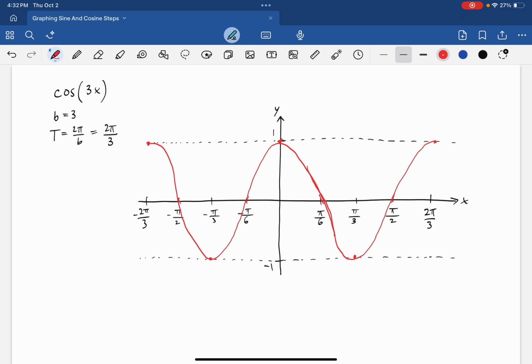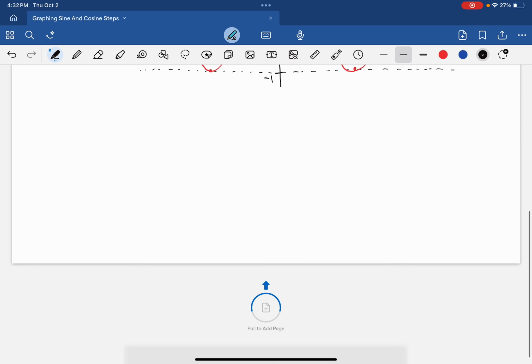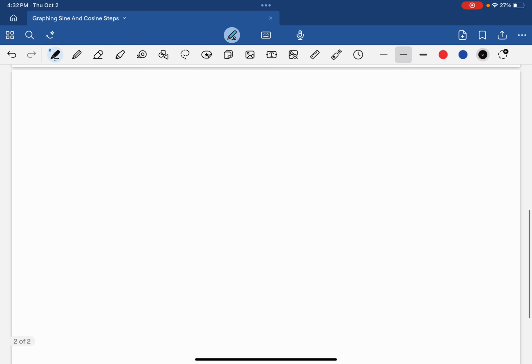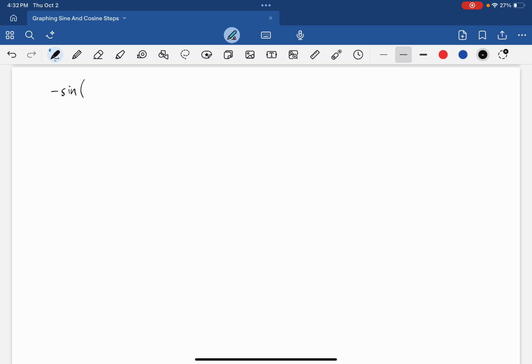Okay, I'll show you guys another example. Let's say we had negative sine pi x. Okay, in this case, b equals pi, which means T equals 2. All right, 2 pi over pi.